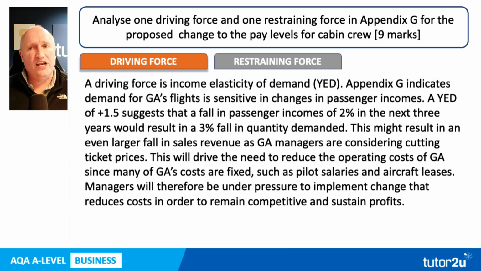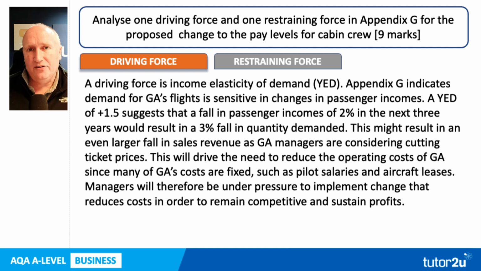So let's read through. Appendix G indicates that demand for GA's flights is sensitive to changes in passenger incomes. A YED of plus 1.5 suggests that a fall in passenger incomes of 2% in the next 3 years would result in a 3% fall in quantity demanded. So we're applying the 1.5 to a fall in incomes. We do need to take account of the percentage change. A fall in incomes would suggest a reduction in demand. So we applied the data.